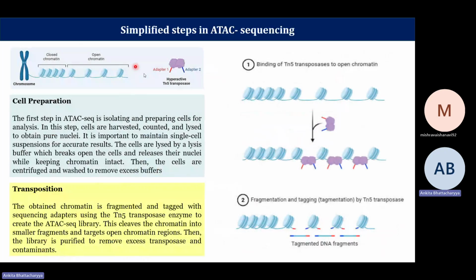Now, if we talk about the steps in ATAC-seq data analysis, or rather the ATAC-seq process, then first, this is what you expect the difference in chromatin to look like. You have your chromosome that has both types of DNA, closed as well as open chromatin, depending upon which region is accessible at that point of time within the cell. And second, you have a hyperactive Tn5 transposase that has two different adapters, shown here as adapter 1 and 2 in red and blue.